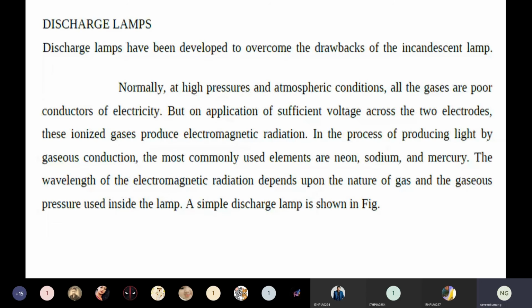We are going to start with the discharge lamps. Actually, there are different kinds of discharge lamps. We are going to see two important types, that is sodium vapor lamp and mercury vapor lamp.